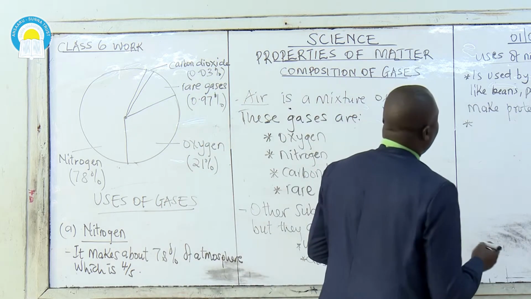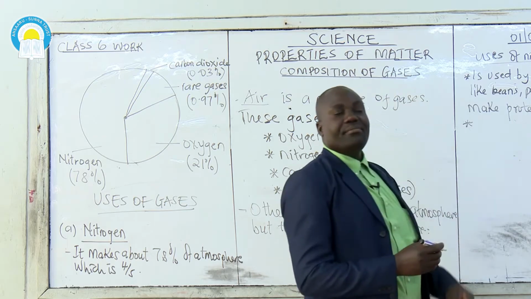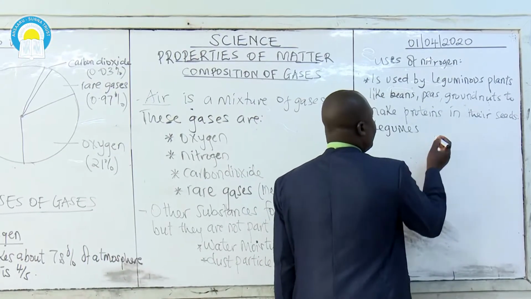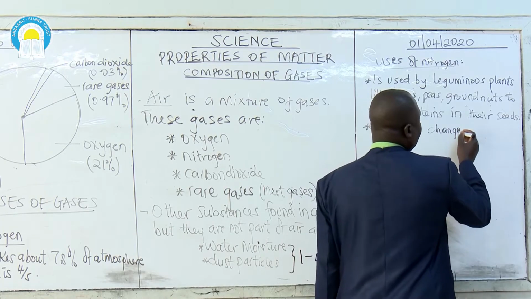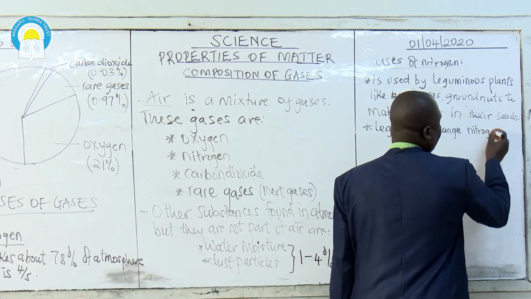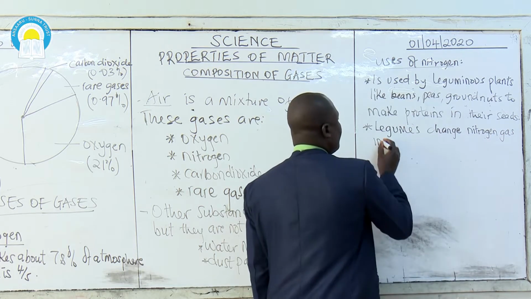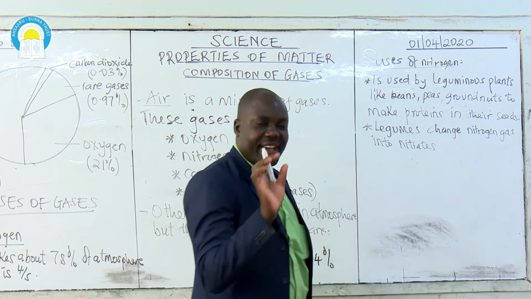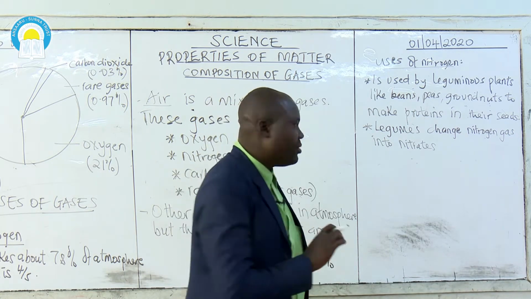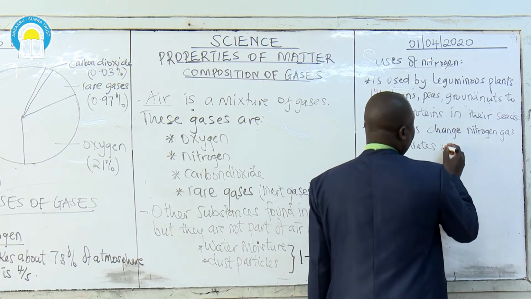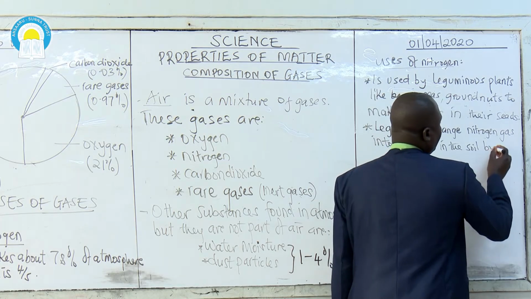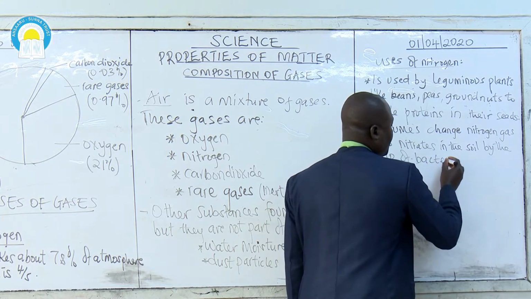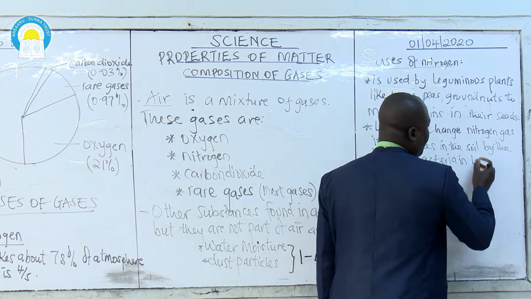We also have another use, whereby legumes, or leguminous plants, change nitrogen gas into nitrates in the soil by the help of bacteria in the root nodules.